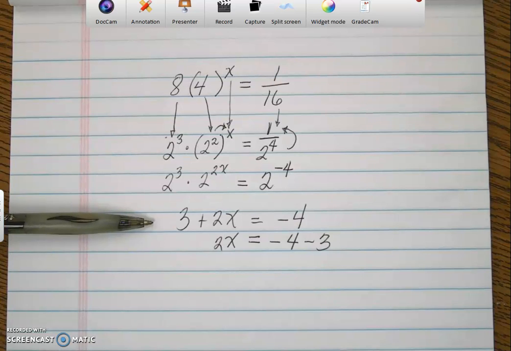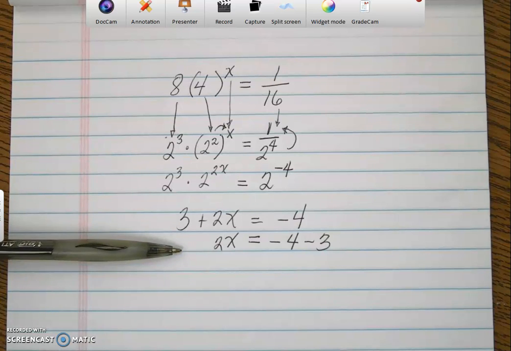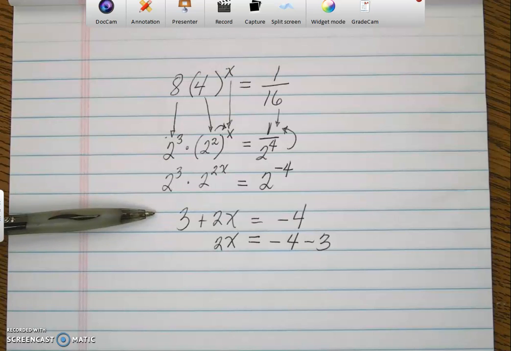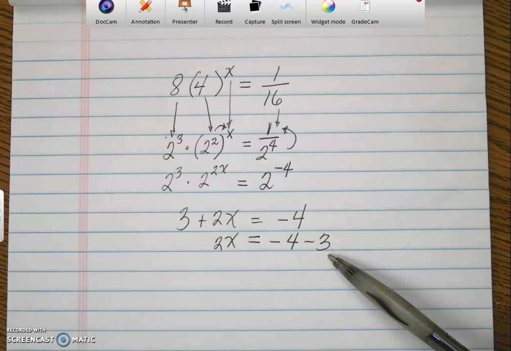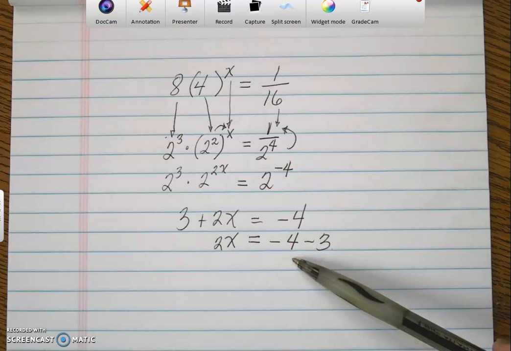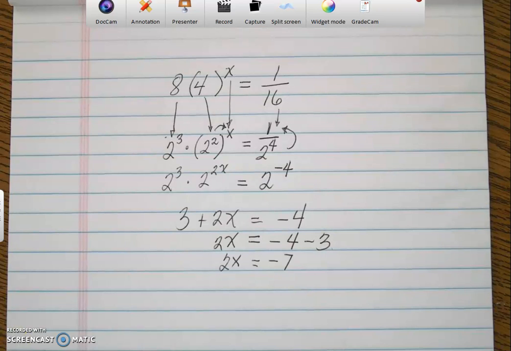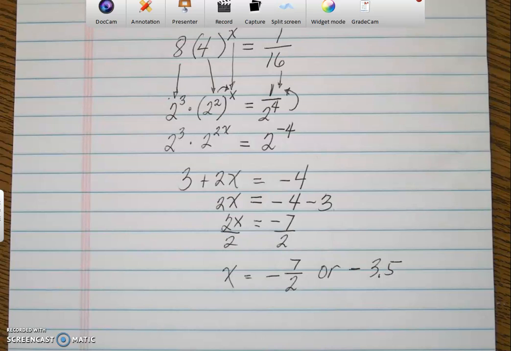And so what I did was I copied down the 2x, and then I moved the positive 3 to the other side, making it become negative 3. And then I copied down the negative 4, and then we will solve for x. 2x equals negative 7, and divide both sides by 2. And so your x is negative 7 over 2, or like what we saw in Desmos, negative 3.5.